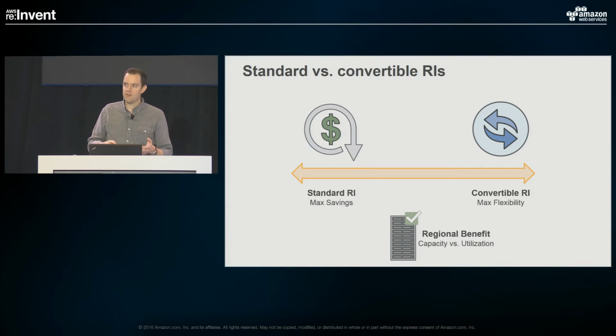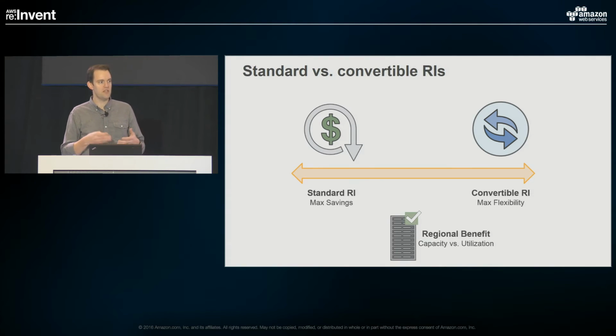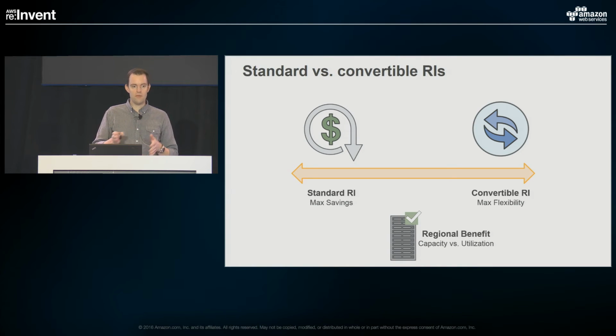When you're buying an RI, you're not just buying a guaranteed savings rate, you're buying capacity. Which means if I want to launch an instance in one of those 8,760 hours that I bought, I'll be able to do that.